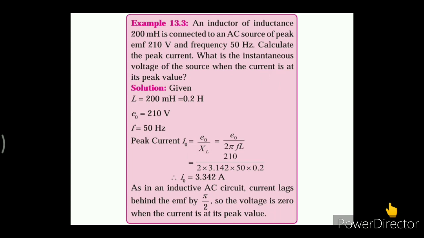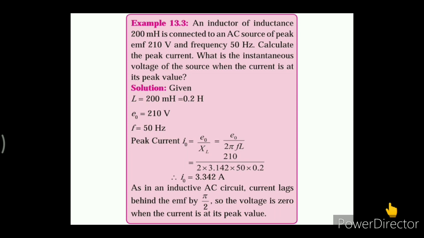An inductor of inductance 200 millihenry is connected to an AC source of peak EMF 210 volt and frequency 50 Hz. Calculate the peak current. What is the instantaneous voltage of the source when the current is at its peak value?